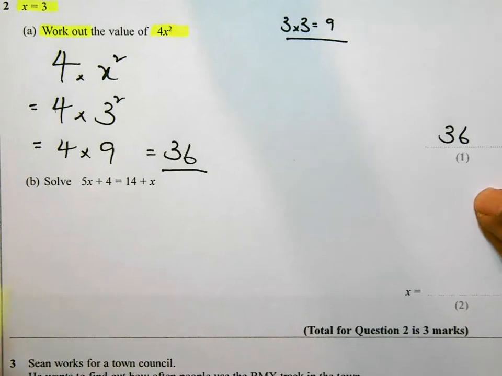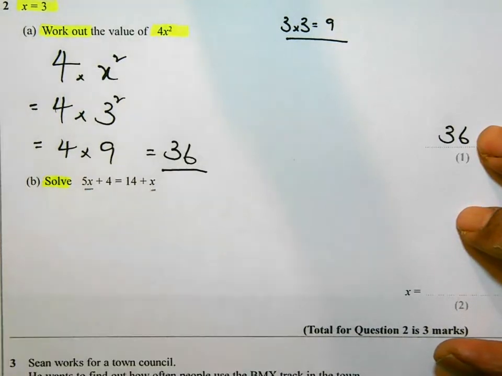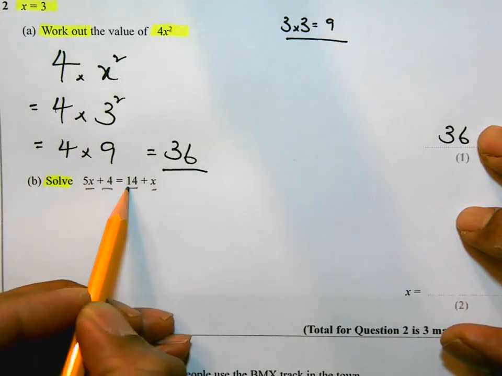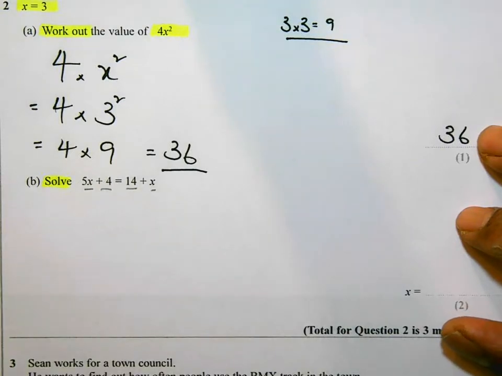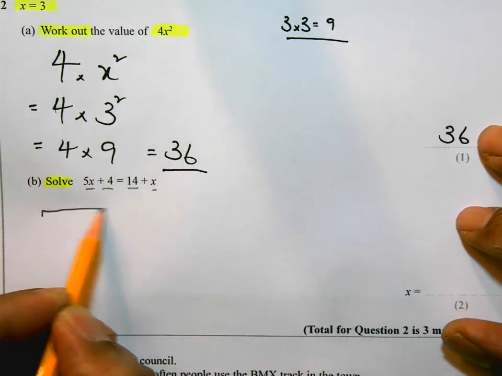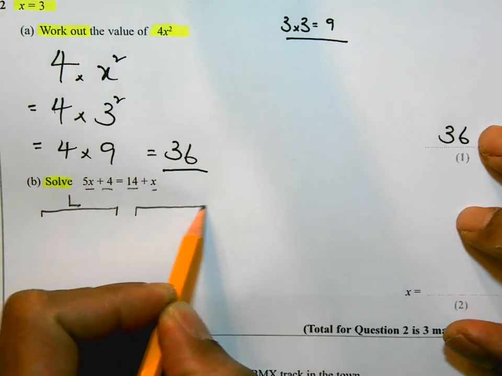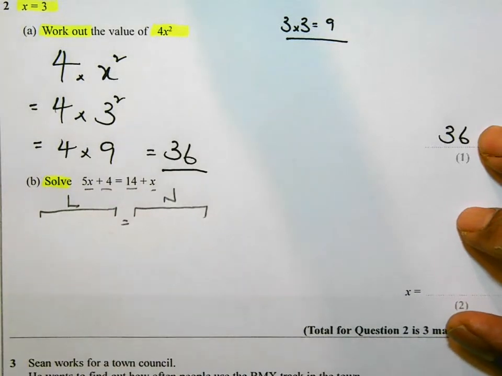Part B. Part B starts off by simply saying solve, and then we have an equation with x's on both sides, and they've asked us to work it out. I've got 5x and x on either side, and then I've got positive 14, and this is positive 4 and positive 14 on both sides. So I'm going to bring all the letters over to one side, and I'm going to move all the numbers over to the other, and then I'm going to use that to solve my equation.